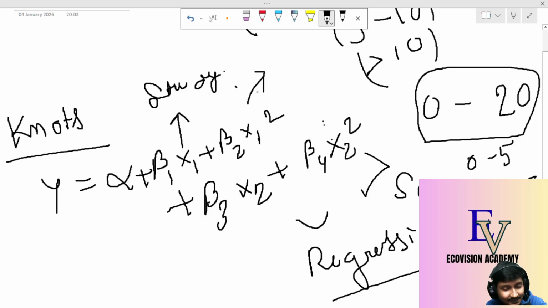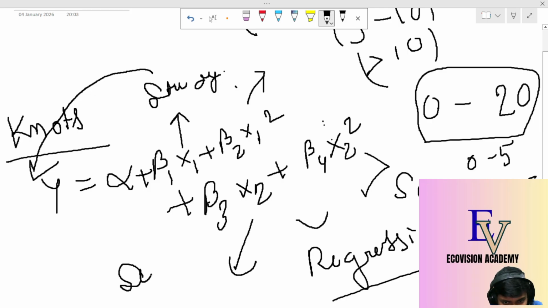Study hours square means if you study for 4 hours a day, but if you study for 16 hours a day, what will happen to Y? If you only predict that study hours only impact Y, that may not happen, because my scatter plot is showing something different. So study hours square means if you study for 3 hours a day, then the square is 9.